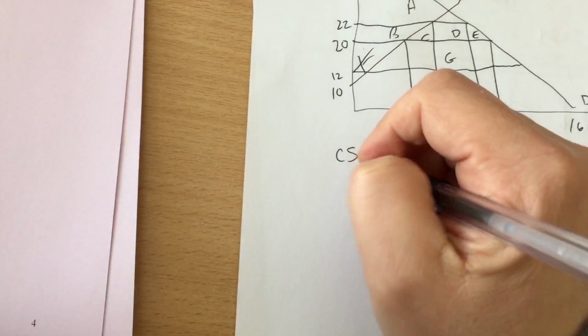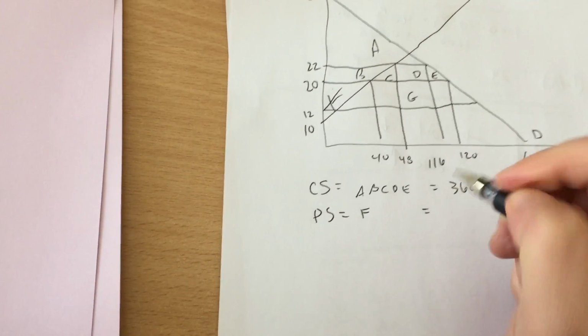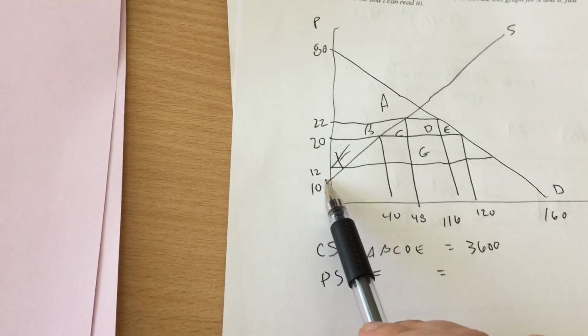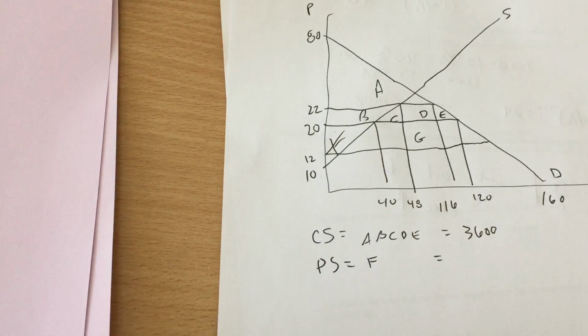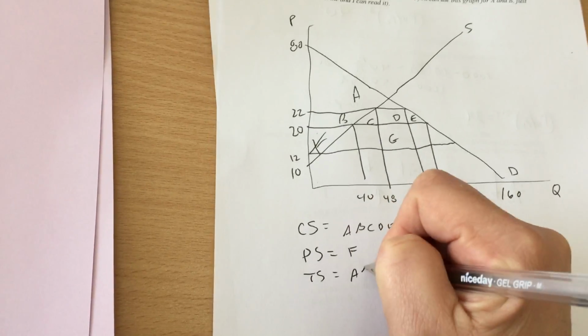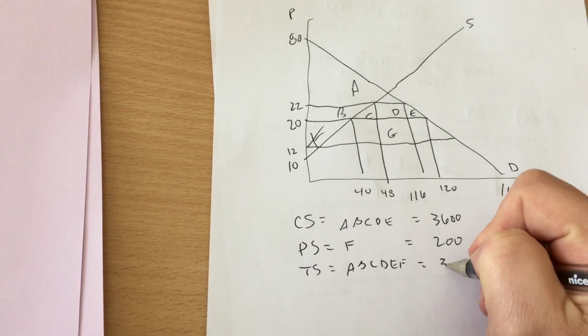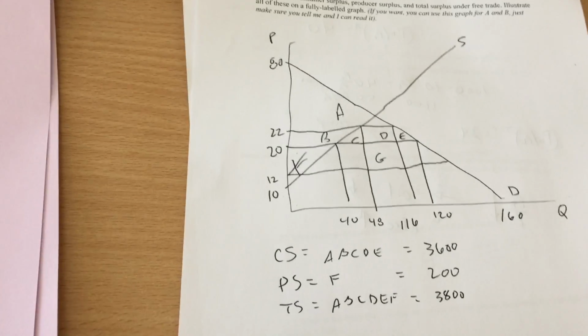for a grand total of 3,600. Producer surplus under free trade, that's just area F, 1/2 of the base, which is 40, times the height, 20 minus 10, which is 10, for a grand total of 200. Total surplus is A, B, C, D, E, and F. Add those two guys together, 3,800.